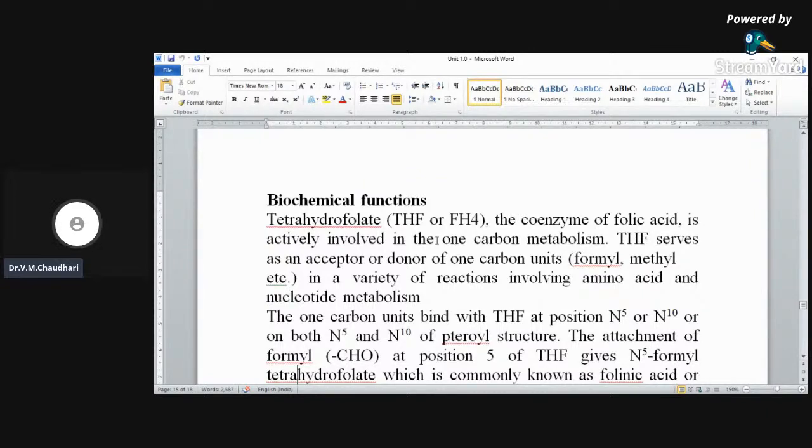On both N5 and N10 of the pteroid structure, the attachment of formyl at position 5 forms N5 formyl tetrahydrofolate.